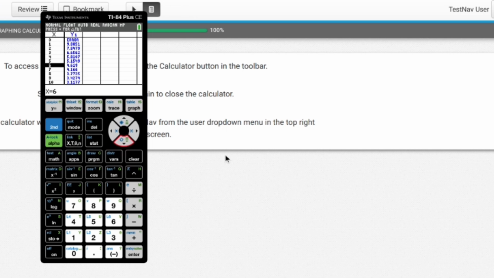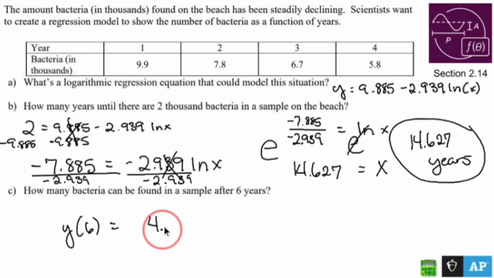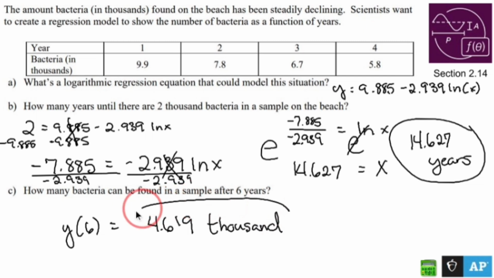Ooh, 619, Rey Mysterio. He's a wrestler, a luchador. And you get 4.619. This, of course, is in thousands, so we'll say 4.619 thousand. It may have been easier if I just wrote out 4,619, but you know what? I'm sticking with the bit. So there you have it. Gross.